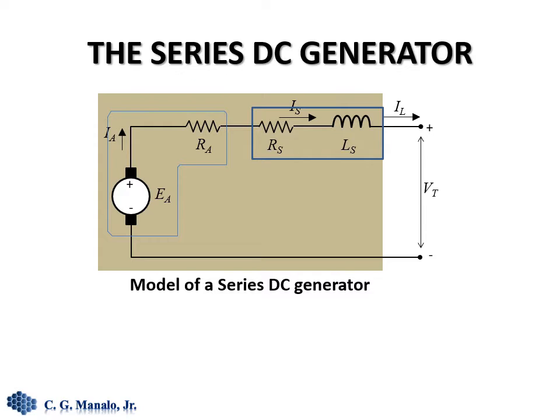So unlike the shunt field that we saw a while ago, a series field carries also the load current, since this is also in series with the load if a load is connected. So the series field has to be constructed using large wires or heavy wires with a few number of turns so that the resistance doesn't get very large.